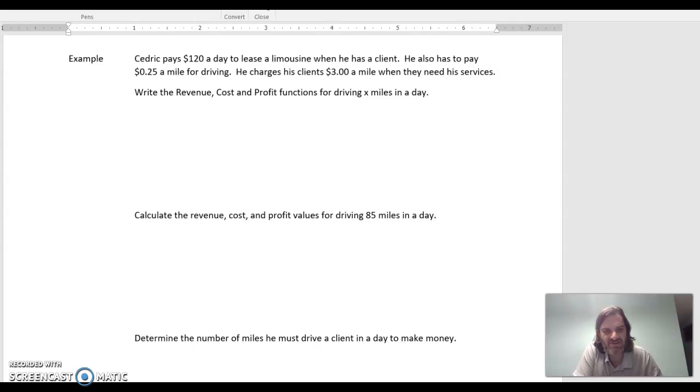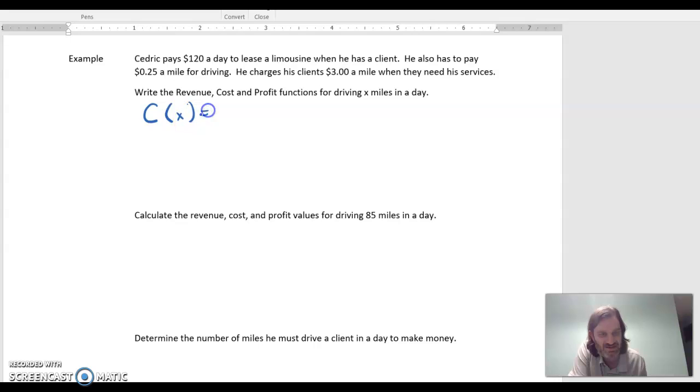So the example we have here is Cedric pays $120 a day to lease a limo when he has a client. He also has to pay 25 cents per mile for driving. Now there's more to this, but all that describes a cost. He's having to pay $120 every day, and an additional 25 cents per mile. So if we're going to write a cost function, let's just call it C of x. I even say use x in the problem, so let's do that.